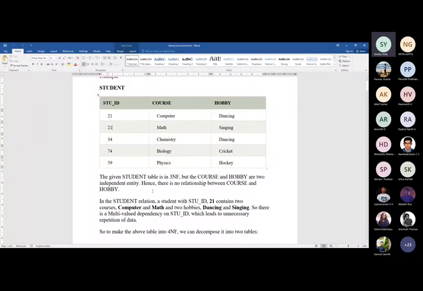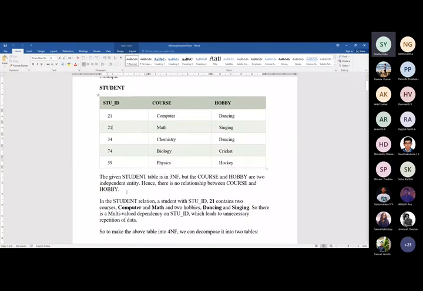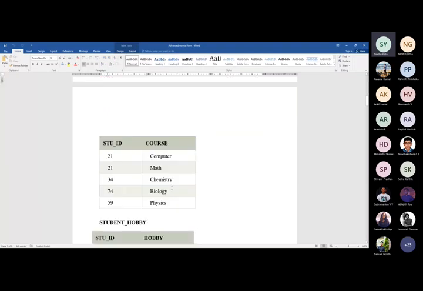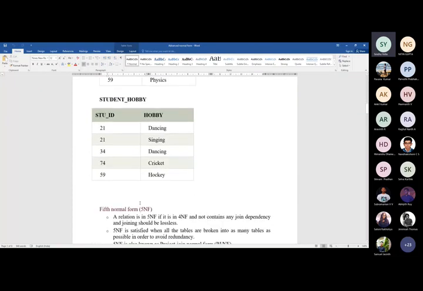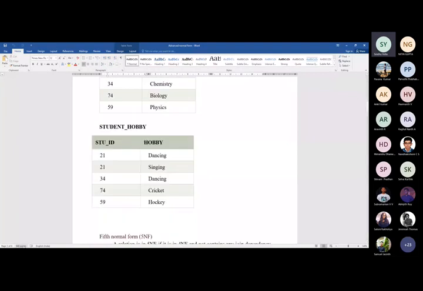To meet the requirements of 4NF, we are going to decompose the student relation into two tables, since there exists multi-valued dependency between student ID and course, and student ID and hobby. So we decompose it into two tables: one with attributes student ID and course, and another with student ID and hobby. And we say that it meets the requirements of 4NF, right?